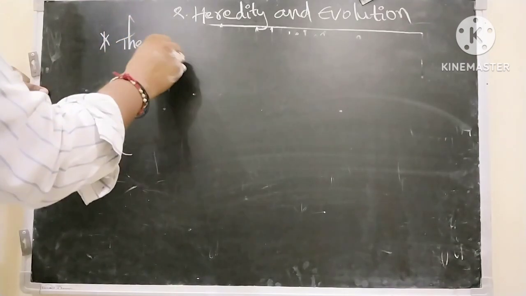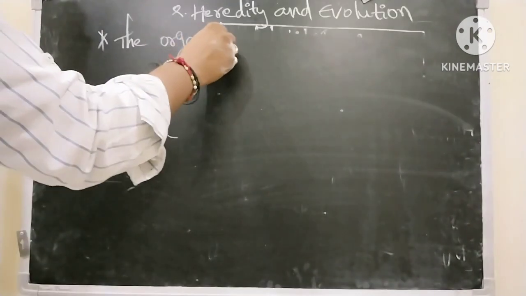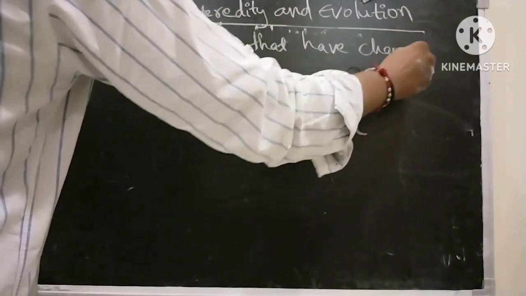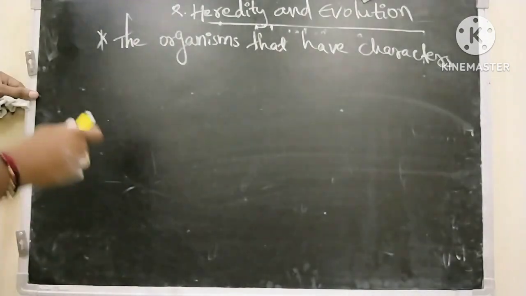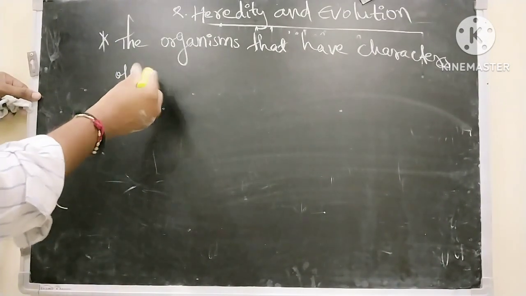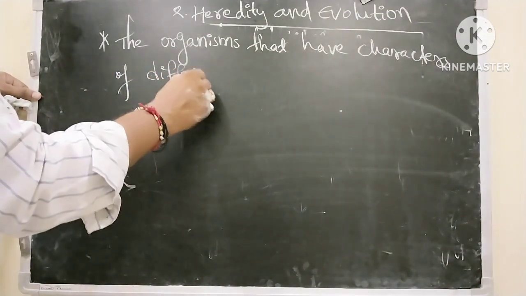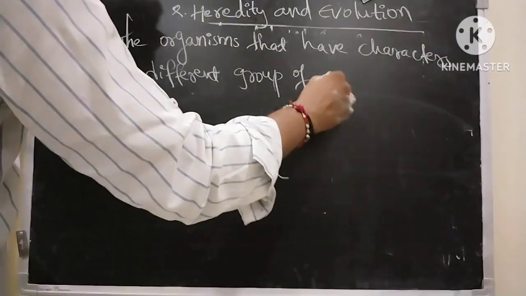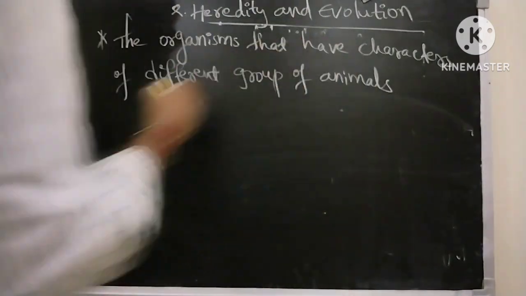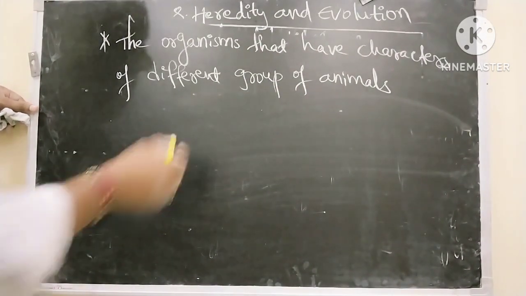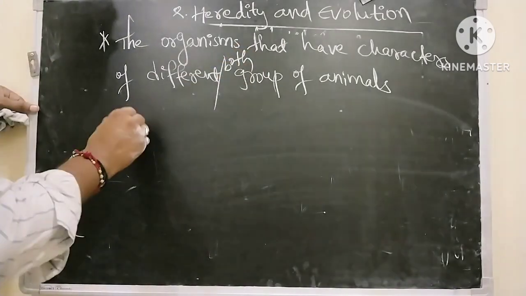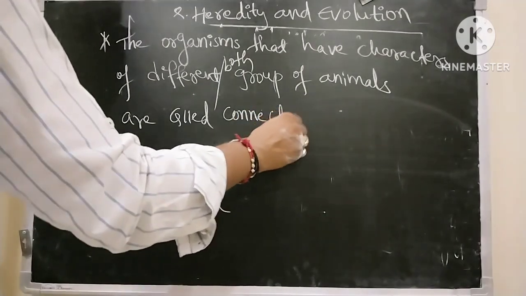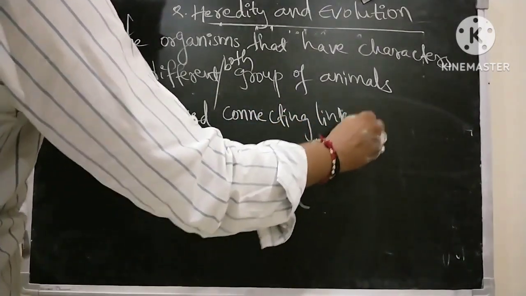Next, a small topic. The organisms that have characters of different or both groups of animals are called connecting links. They are called connecting links.